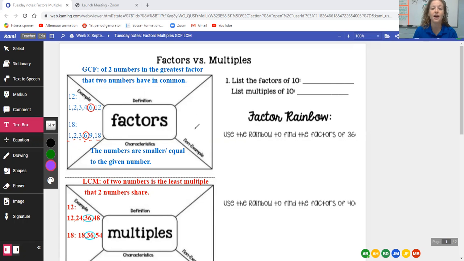Now we could do a non-example. What's the opposite of a factor? A multiple. So we could write the multiples of those numbers, and that would be a non-example. All right, let's go down to multiples.